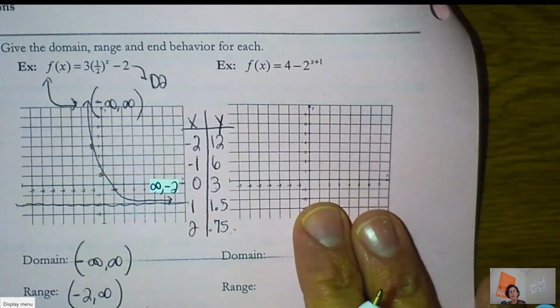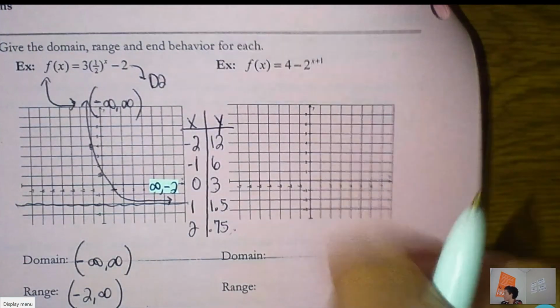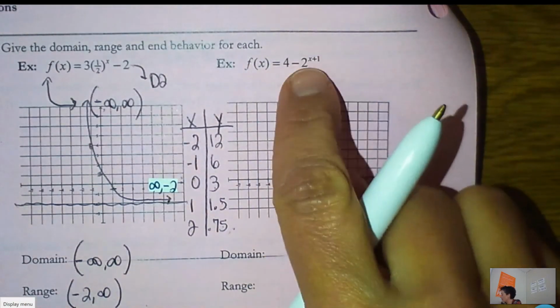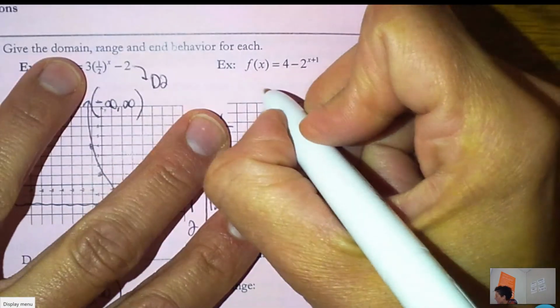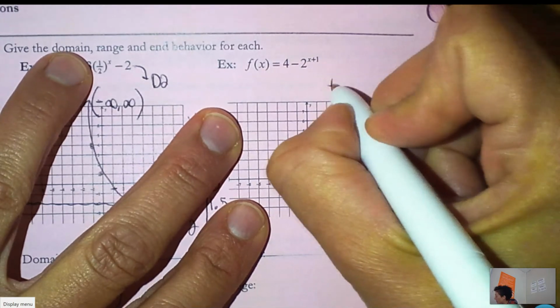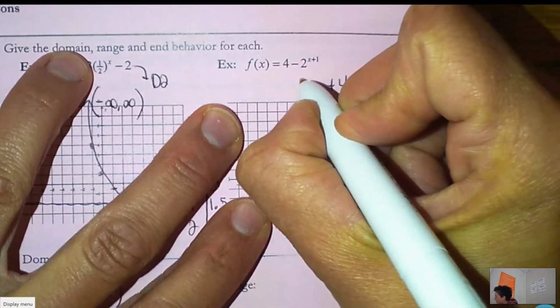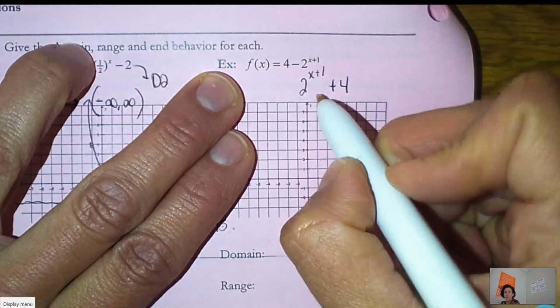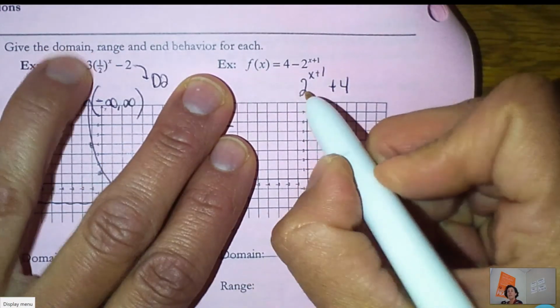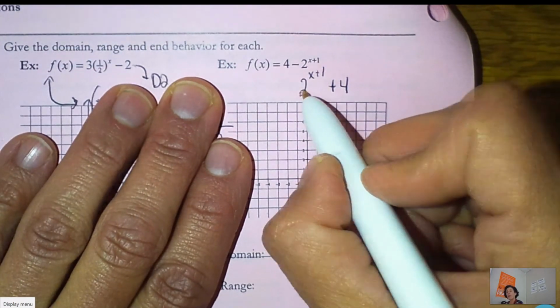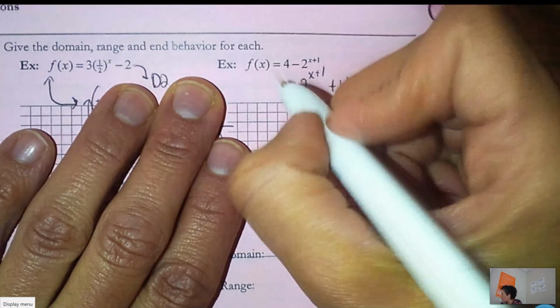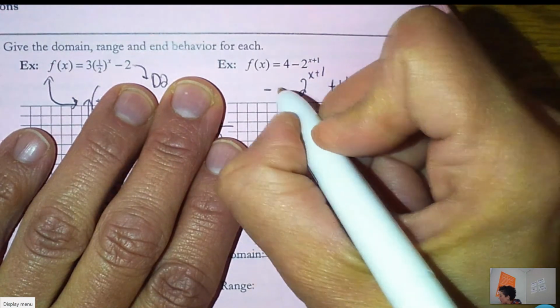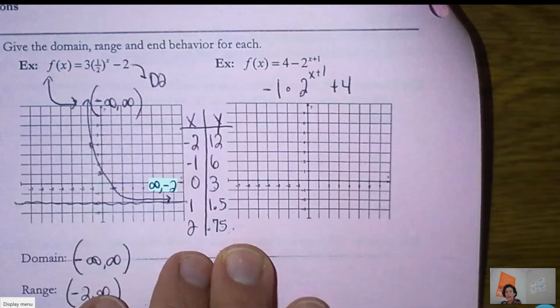Okay, let's go to our last one. So this one is set up a little differently. So it's 4 minus all of this. So what we're going to do is we're going to rewrite it. So the +4 is at the end. Here's the 2 to the x plus 1. And when you see that negative, this can never be a negative number. This number, your growth factor, is either bigger than 1 or in between 0 and 1. What's happening here is technically there is a -1 sticking out in front.